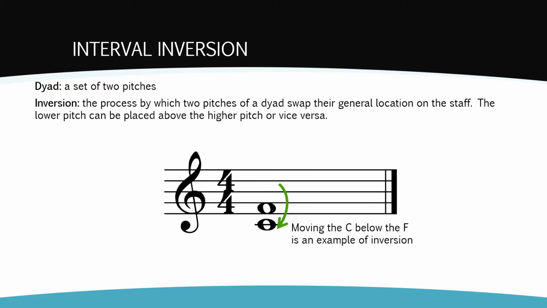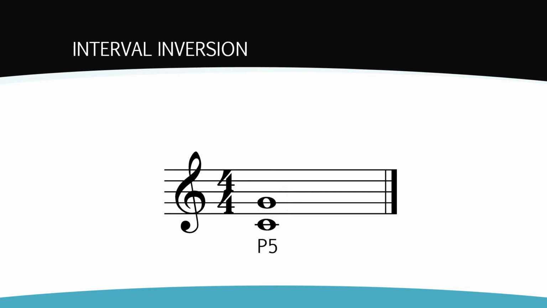Let's complete a few interval inversion examples. Here is a perfect fifth between C and G. Let's invert this dyad so that the C changes from being the lowest pitch to being the highest pitch. When we invert a dyad, the interval between the two pitches changes. What was previously a perfect fifth is now a perfect fourth.